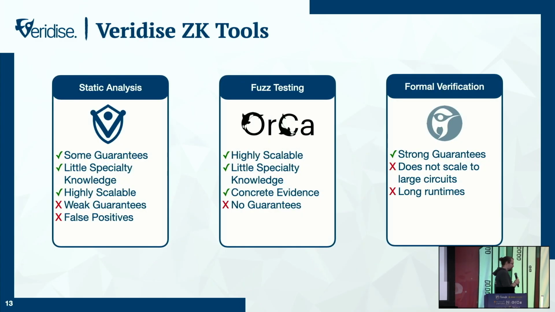At Veridise, we've been working on building tools that can detect issues like these. In particular, we've built a static analyzer, a fuzzer, and a formal verifier. Each of these comes with different benefits. For the static analysis, I'm going to wait for a second.